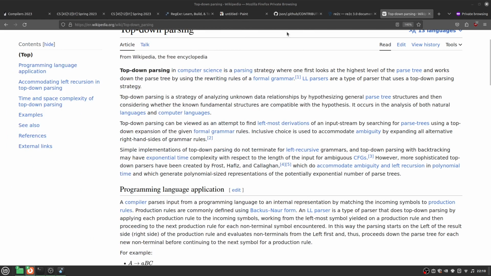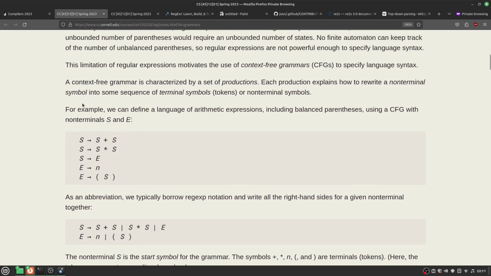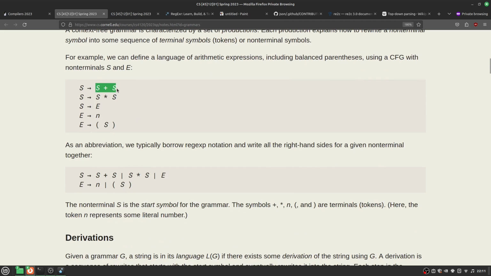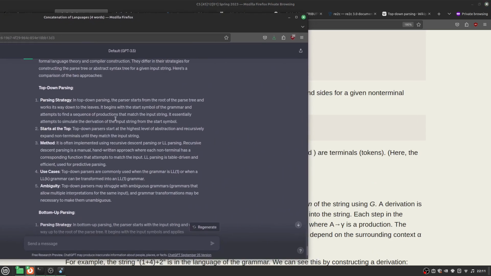Okay, so we start at the highest level, we expand the non-terminal out, and then we keep expanding that out and attempt to match the string eventually. It is often implemented using recursive descent parsing or LL parsing.